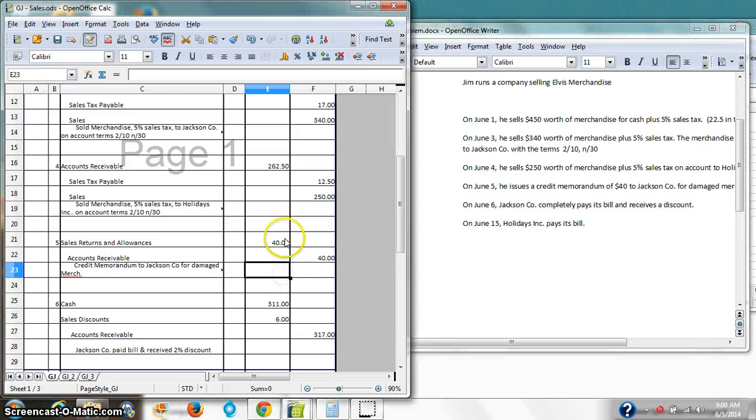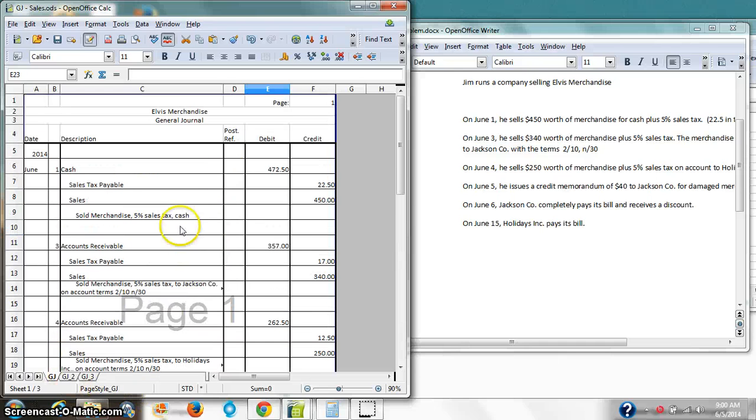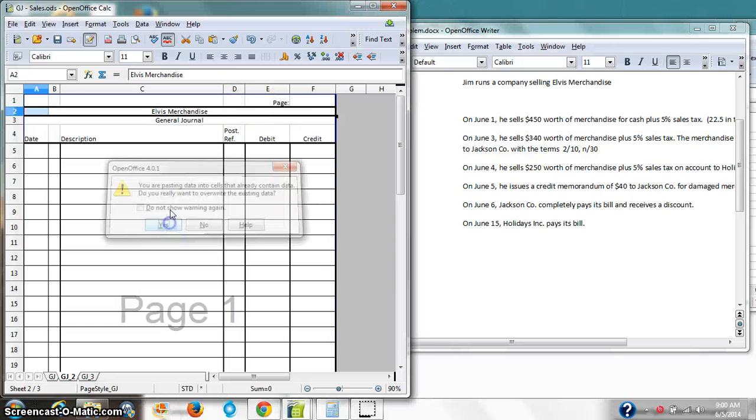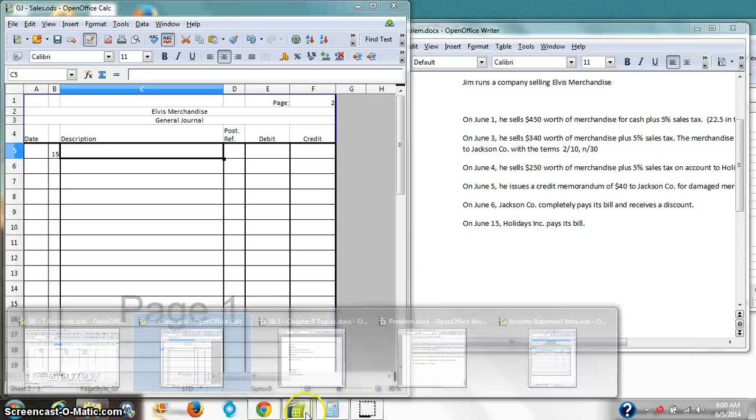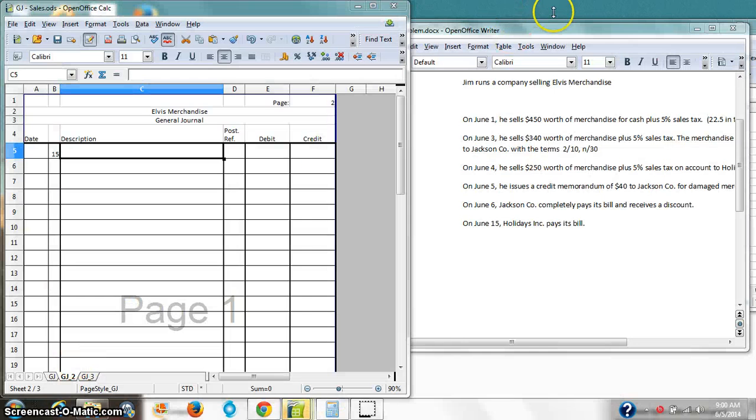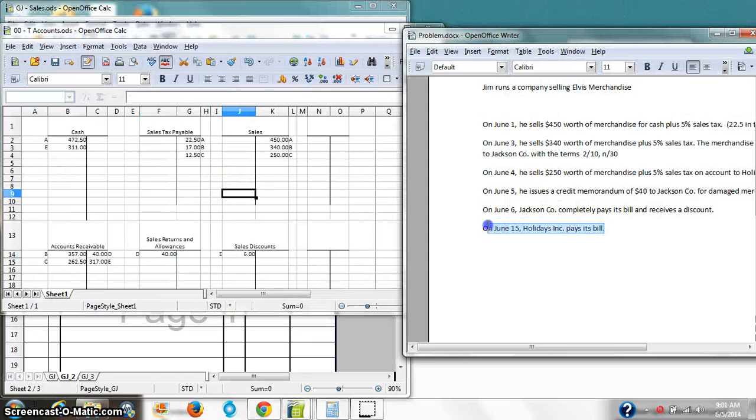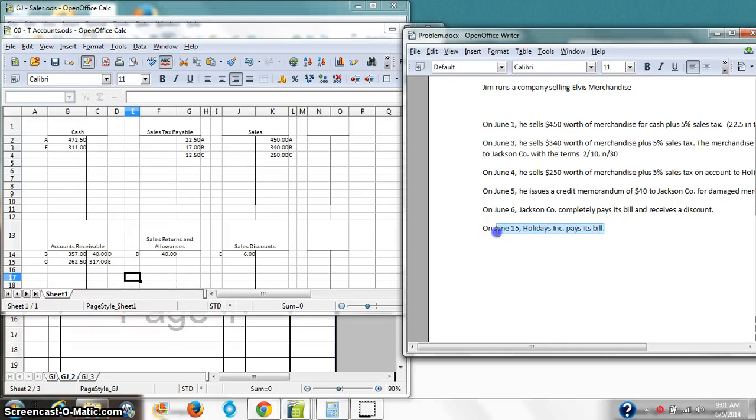Now also on June 15, Holidays Incorporated pays its bill as well. And I'm at the end of this first page of my general journal. I'm sure that that's not going to fit on there, so I'm going to create another general journal page here. So again, let me do the T accounts first, and then we'll do the actual journal entry.